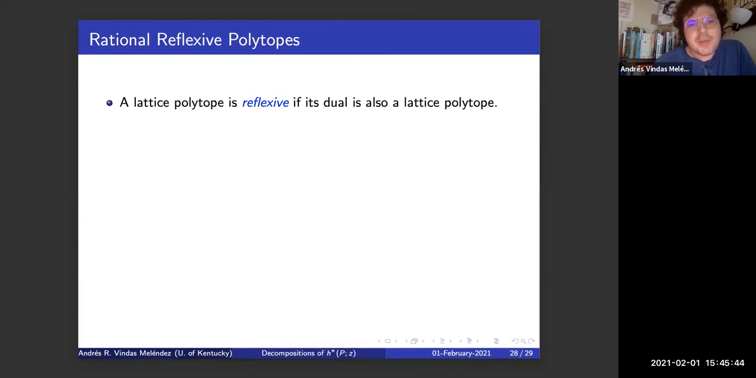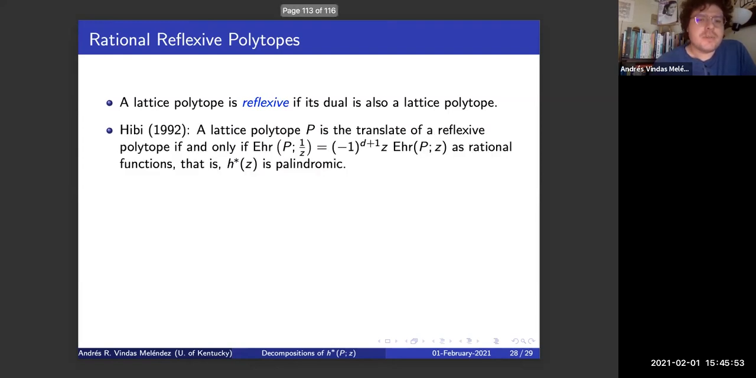So in the lattice polytope case, a polytope is reflexive if its dual is also a lattice polytope. And so Hibi in the 90s proved that if a lattice polytope P is a translate of a reflexive polytope, then the Ehrhart series satisfies this equality. And it goes backwards. It's an if and only if statement. In a sense, what he's showing is that the H star polynomial is palindromic, okay?